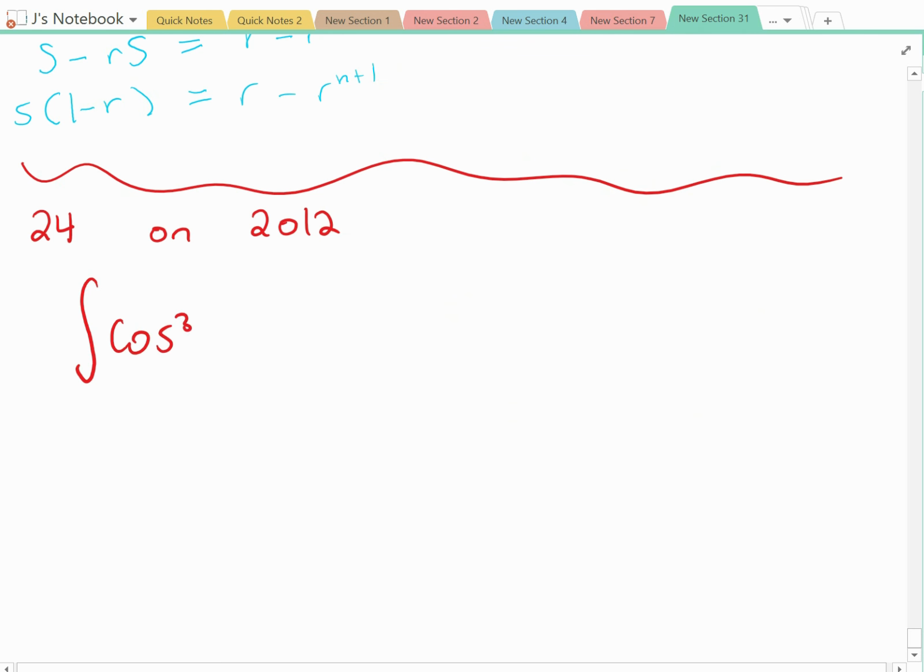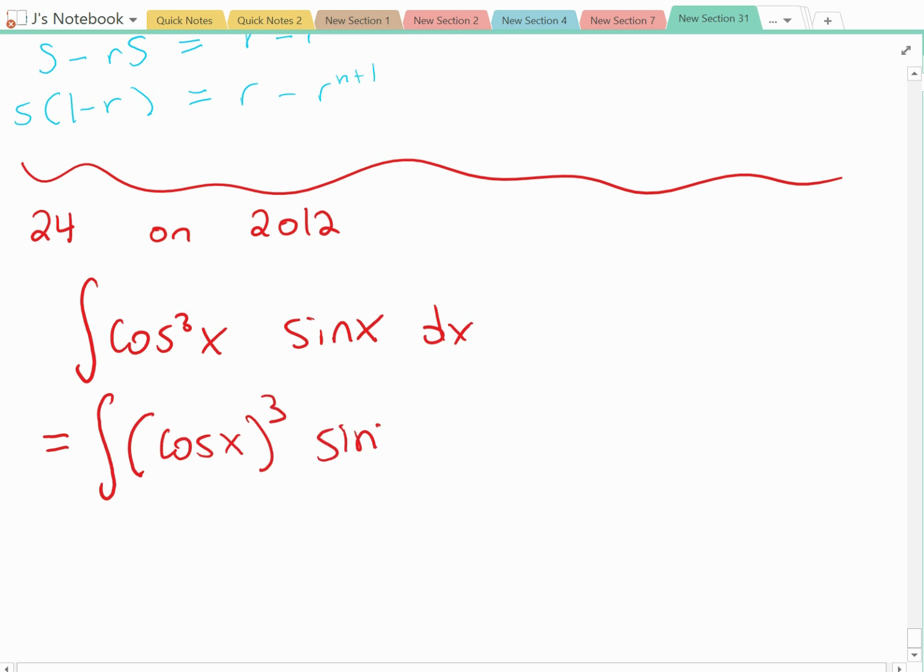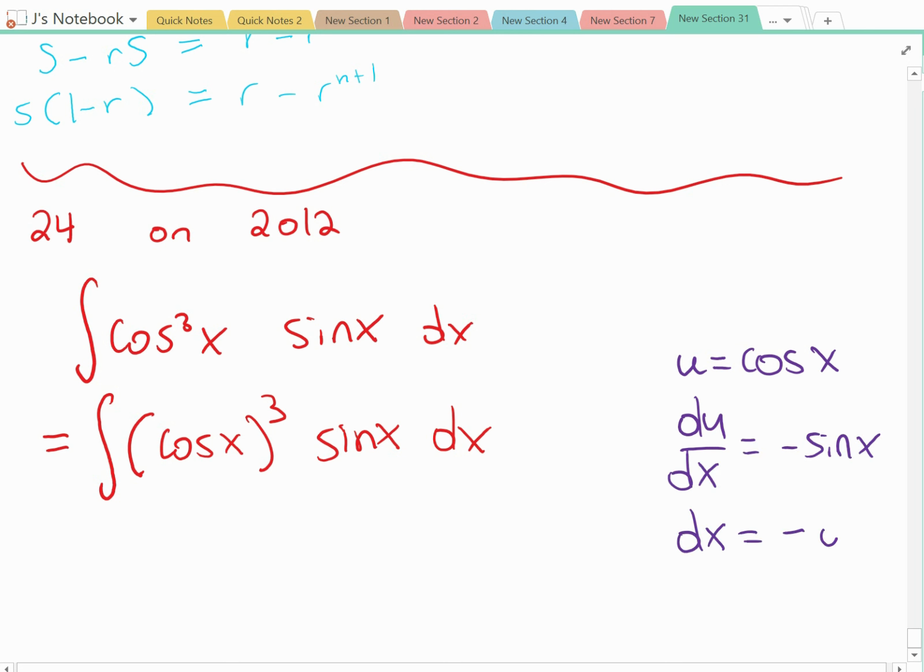Integral of cos cubed of x times the sine of x dx. Before we integrate this, I'm going to rewrite it as bracket cos of x all cubed times the sine of x dx. This looks a little bit more inviting to do a substitution, because it now looks like you have a function plugged into another function. Cos of x is being plugged into bracket cubed. And we're going to let u equal cos of x. So du by dx is equal to negative sine of x. So dx is equal to negative du divided by sine of x, and that'll be what we plug in for dx.